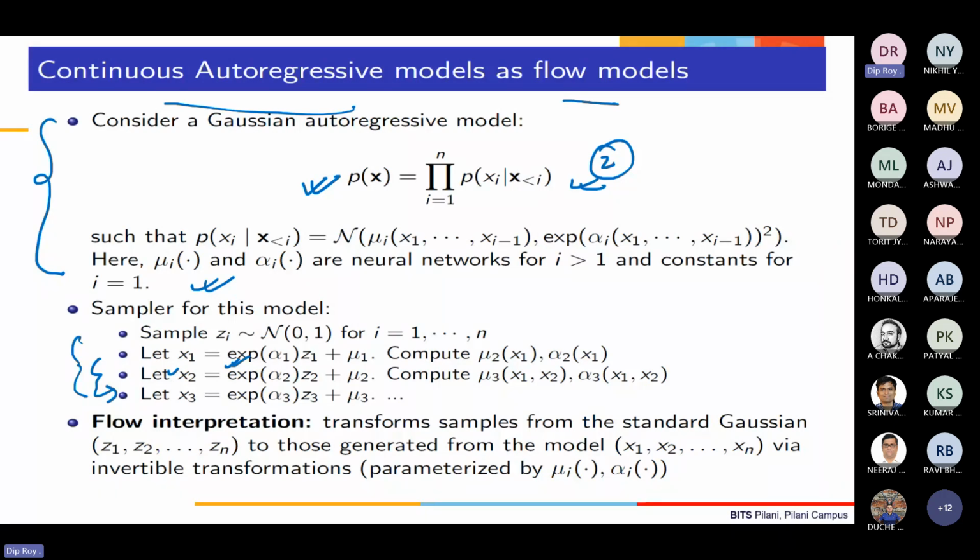So you see, this is essentially a sequential process that we are doing. It transforms samples from the standard Gaussian to those generated from the model, that is x1 and x2, via invertible transformations, which are essentially the neural networks. Now, this is going to bring us to a very interesting topic, and we'll see how we are going to leverage this kind of architecture.